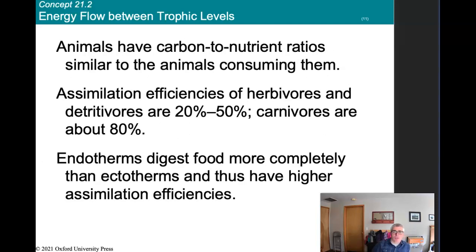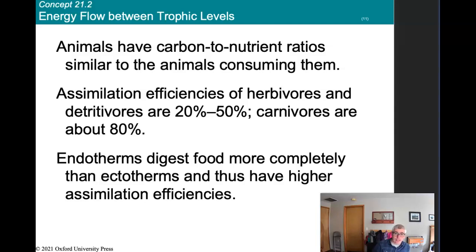Animals have a carbon and nutrient ratio similar to the animals consuming them. So carnivores, animals eating animals, have generally the same ratio of carbon, nitrogen, and phosphorus. Assimilation efficiency of herbivores and detritivores is about 20 to 50%, and carnivores about 80%, meaning when you eat a steak, you assimilate about 80% of energy, compared to if you eat some celery, you're not going to assimilate as much of that energy.